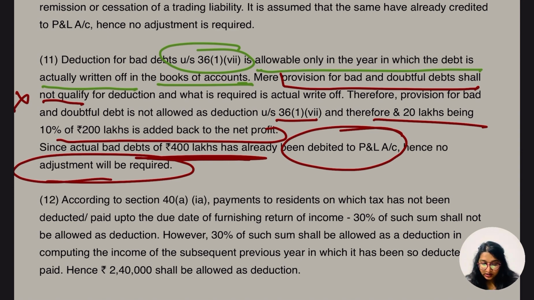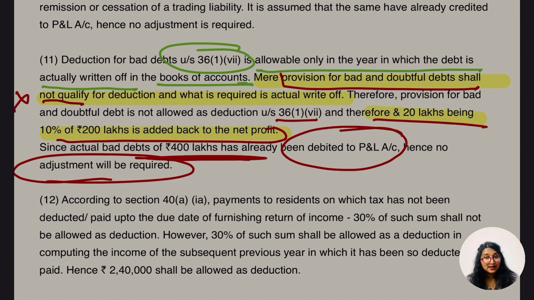Okay, so what I told you, 20 lakh is going to be added back. Now we know the reason. Let me read it again. They are saying, the provision for the bad and doubtful debt shall not be qualified for the deduction, and what is required is the actual write-off. Therefore, the provision for the bad and doubtful debt is not allowable in this case. Okay, and 20 lakh being 10% is to be added back. Okay, so that is only allowable.